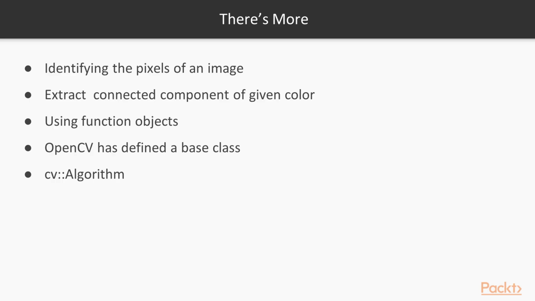The example algorithm used in this video consisted of identifying the pixels of an image that have a color sufficiently close to a specified target color. This computation could have been done otherwise. Interestingly, an OpenCV function performs a similar task in order to extract a connected component of a given color. Also, the implementation of a strategy design pattern could be complemented using function objects. Finally, OpenCV has defined a base class, cv::Algorithm, that implements the strategy design pattern concepts.